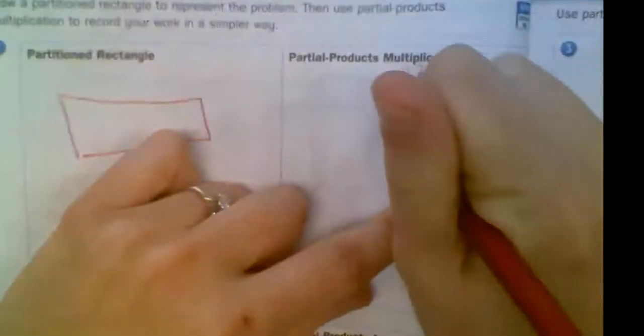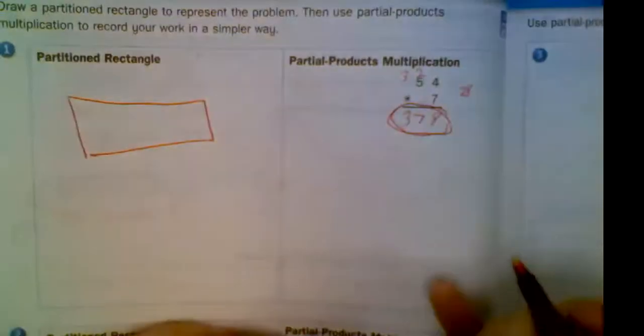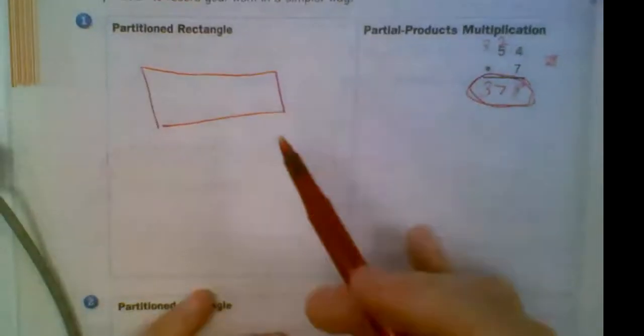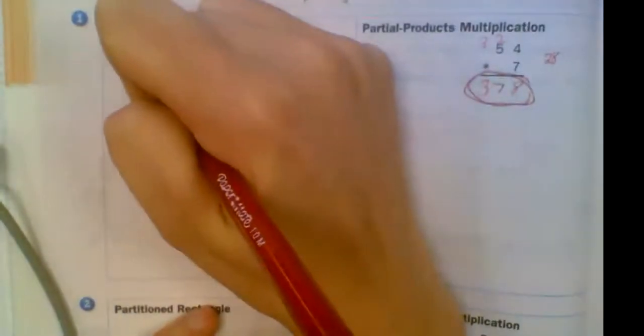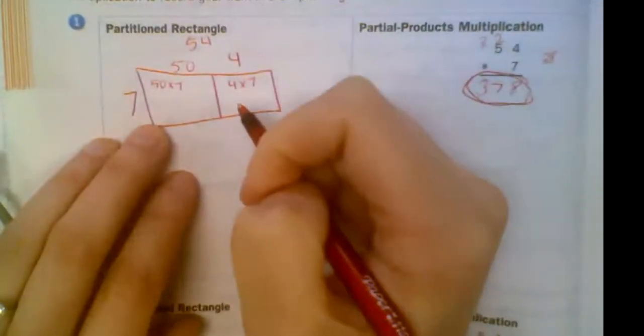378, and we circle our answer. Okay, now we'll prove that to you using the partition method this time. So 7 and 54. I'm going to take 50 times 7 and 4 times 7. Okay, solve those two, copy them down.